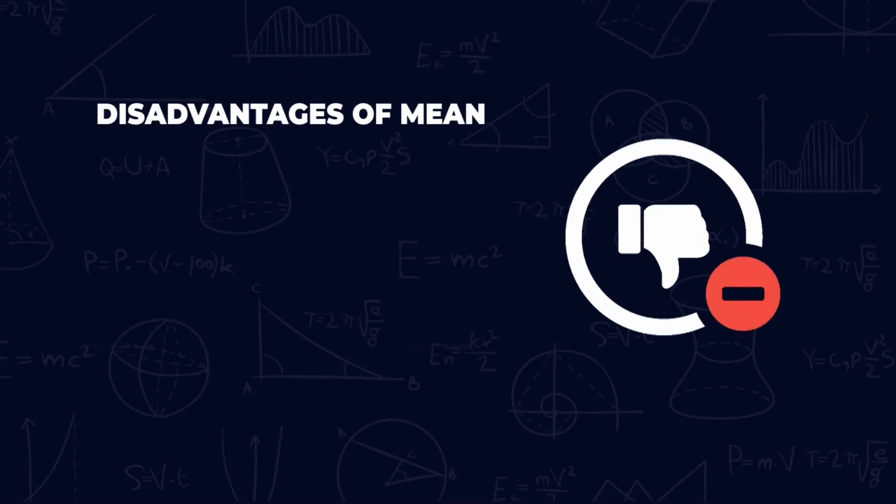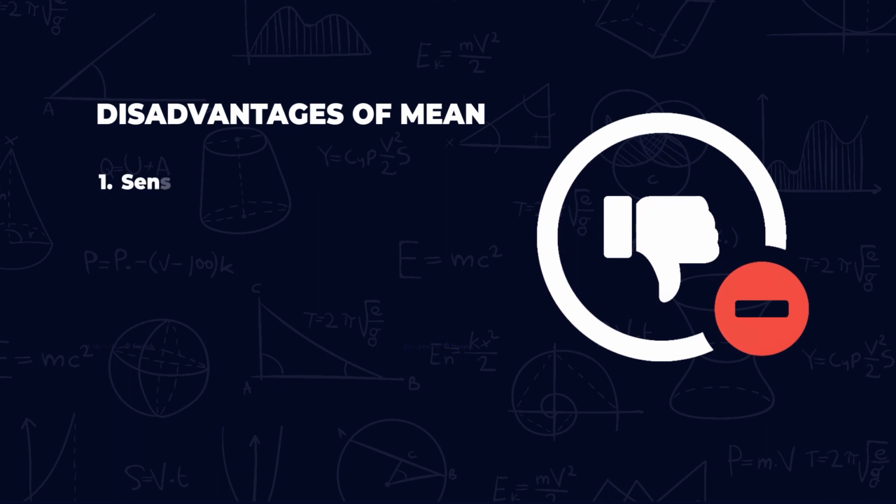However, there are some disadvantages of mean. One is that it is sensitive to outliers. The mean is highly sensitive to the presence of outliers, which are data points that fall significantly outside the typical range. This can lead to a misrepresentation of the central tendency of the data set.